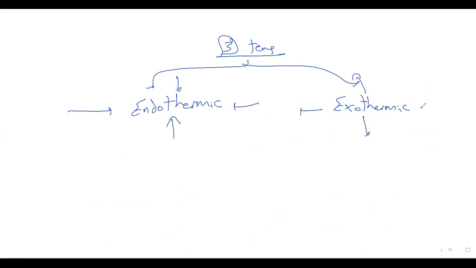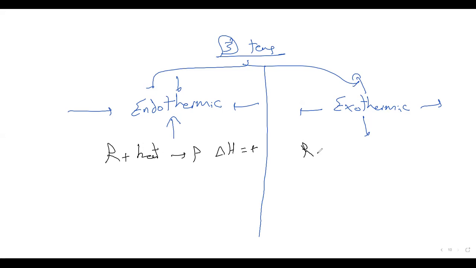Exothermic, heat is released. How can we know if a reaction is endothermic or exothermic? In endothermic, reactants plus heat form products and delta H is positive. In exothermic, reactants produce products plus heat and delta H is negative.